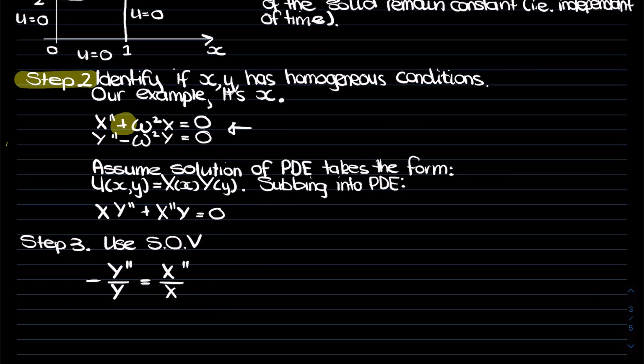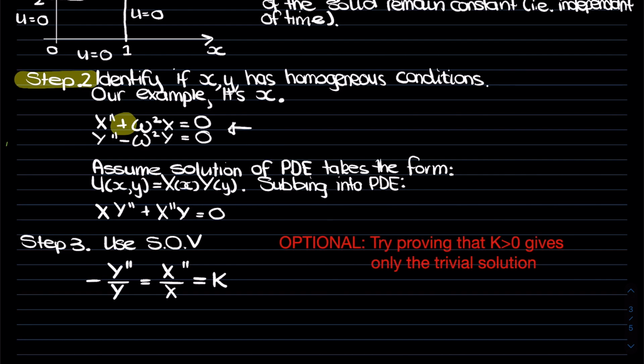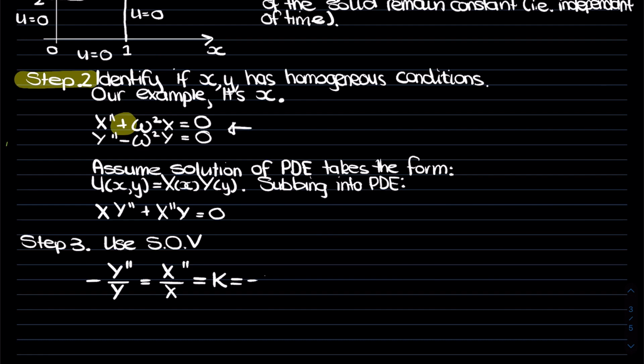So we can say because x and y are completely independent of each other, but yet they equal each other, we know that they have to equal a constant. So we're going to call this constant k. But we know, or at least it is known, that k greater than 0 gives only the trivial solution. We're not interested in the trivial solution because they don't tell us anything interesting. So what we're going to say is that k is equal to a negative lambda squared.